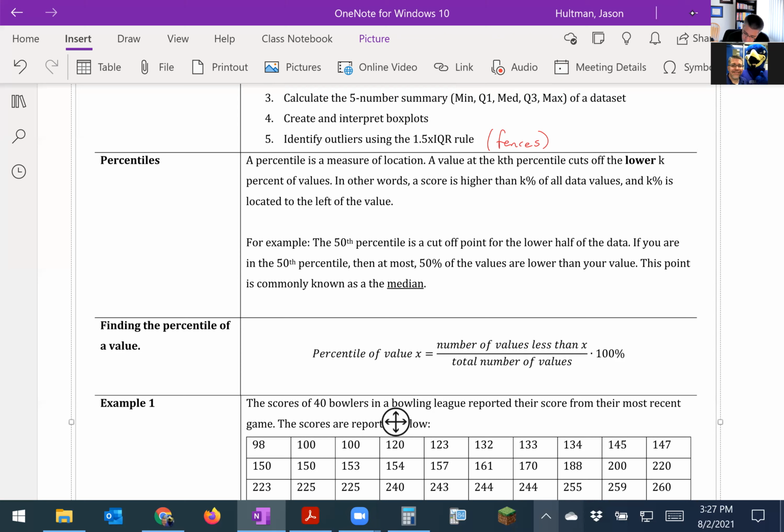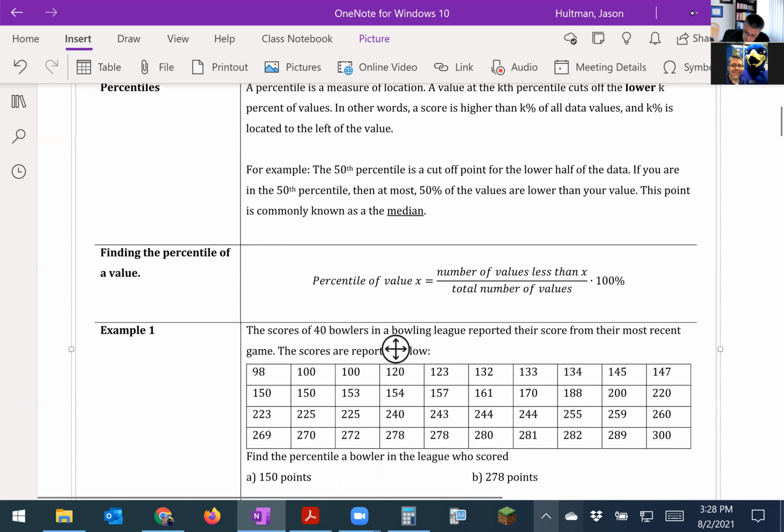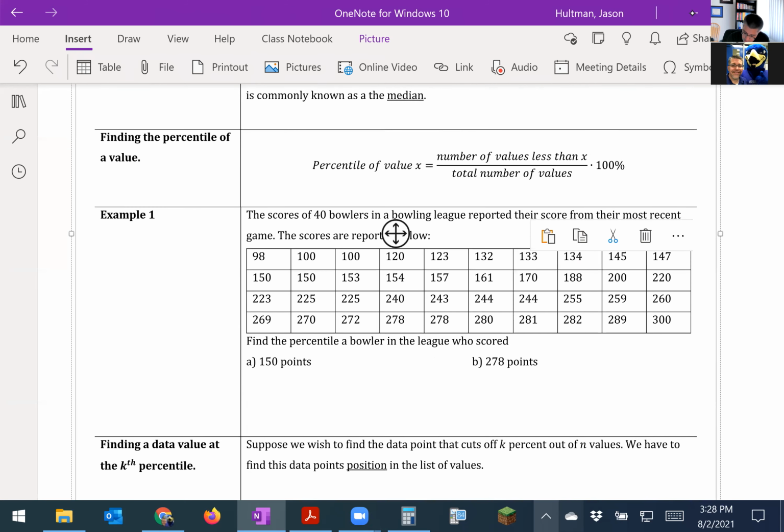For example, the 50th percentile is a cutoff point for the lower half of the data. Okay, so 50% of the data is lower than the 50th percentile. If you are in the 50th percentile, then at most 50% of the values are lower than your value. This point is commonly known as the median. In this case, the 50th percentile is the median. It's just a special name for that percentile.